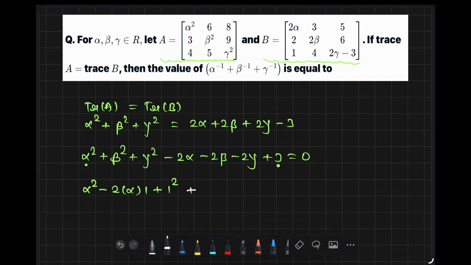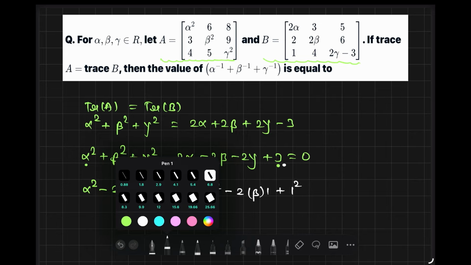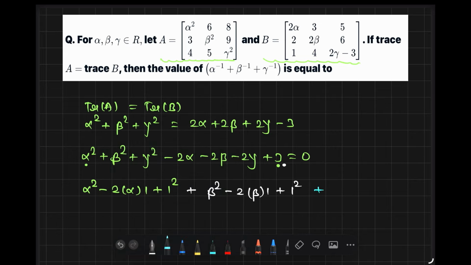Now again a square minus 2ab, so plus b square. We will take one more 1 from 3, and we still have 1. Plus a square minus 2 gamma plus 1 square. So it is okay. Correct?